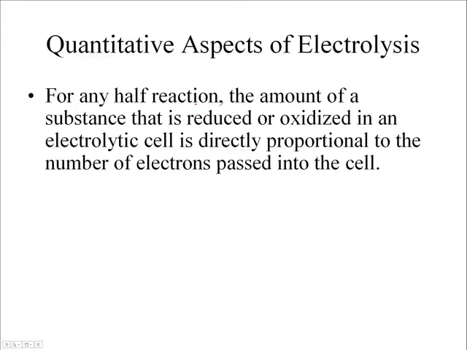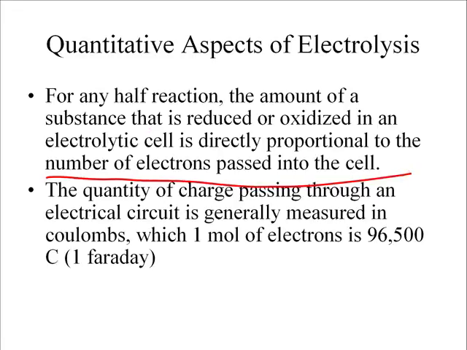For any half reaction, the amount of a substance that's reduced or oxidized in an electrolytic cell is proportional to the number of electrons passed into the cell. And we'll talk about what that means here in just a second. The quantity of that charge passing through the circuit is generally measured in what's called coulombs. Remember when we talked earlier that a volt is equal to a joule per coulomb, and then we used Faraday's constant. It had coulombs, but we wrote it as joules over volts. Now we're back to coulombs again.